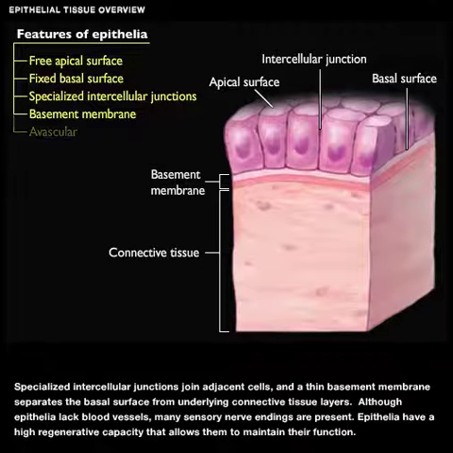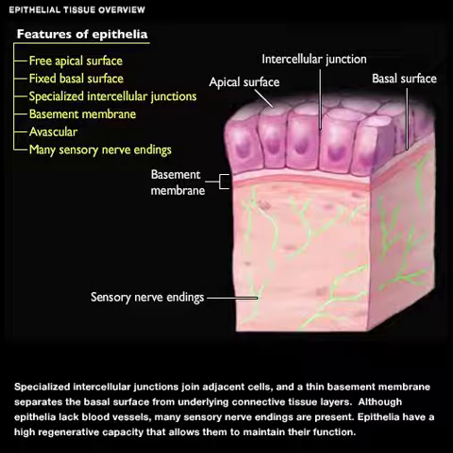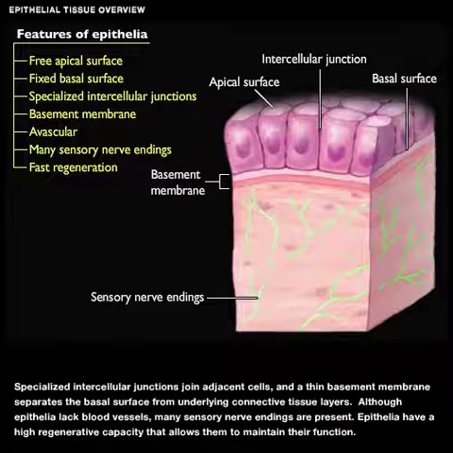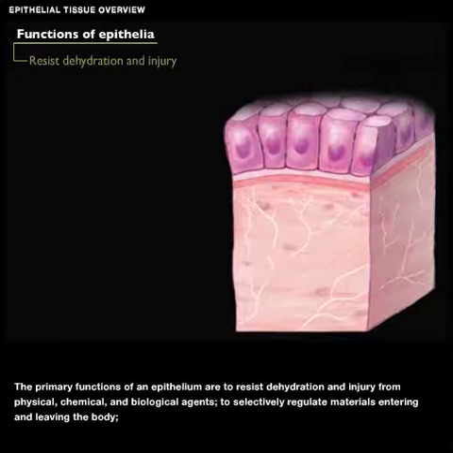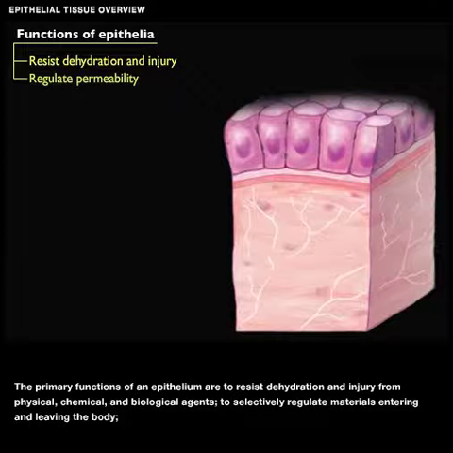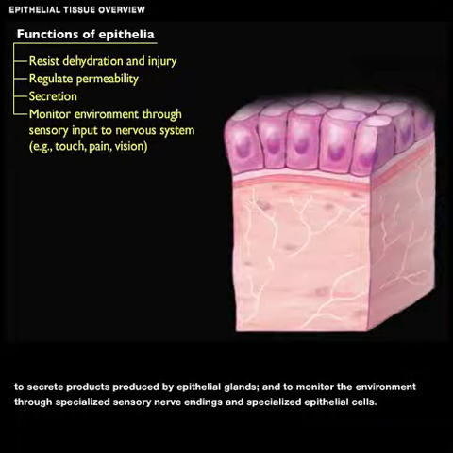Although epithelia lack blood vessels, many sensory nerve endings are present. Epithelia have a high regenerative capacity that allows them to maintain their function. The primary functions of an epithelium are to resist dehydration and injury from physical, chemical, and biological agents, to selectively regulate materials entering and leaving the body, to secrete products produced by epithelial glands, and to monitor the environment through specialized sensory nerve endings and specialized epithelial cells.